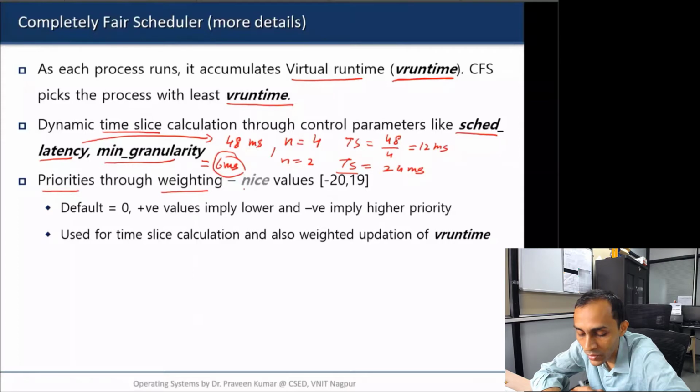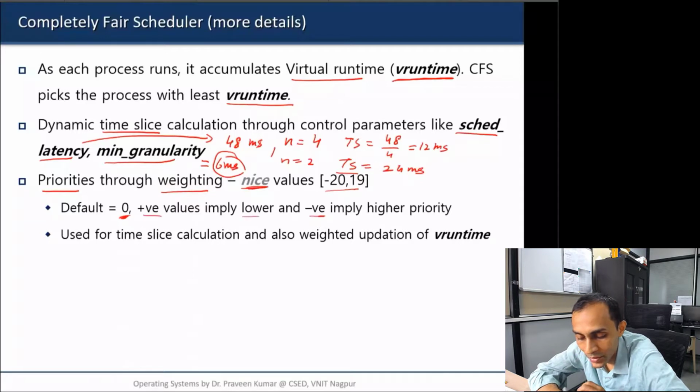So how nice the process is, based on that you give its value. The value ranges from -20 to 19. The default value is 0. If you don't want to give any priority, higher or lower, the default value is 0. If you want to give a higher priority, you have to give it a negative value. So negative implies higher priority and positive implies lower priority.